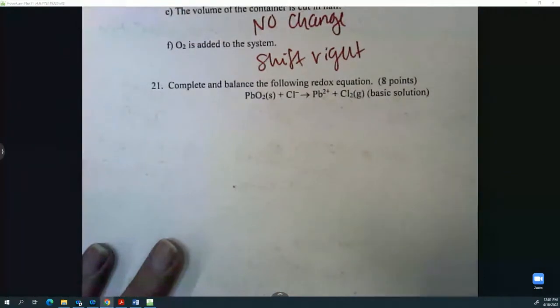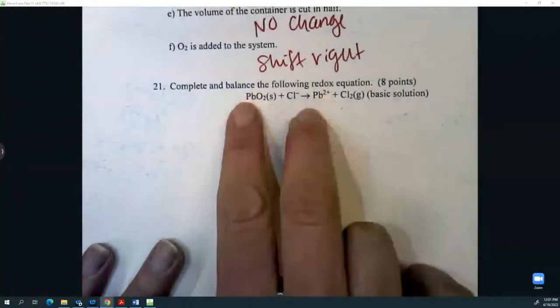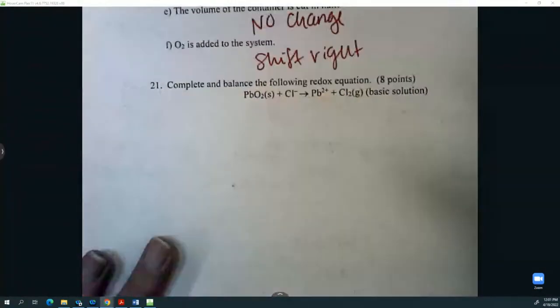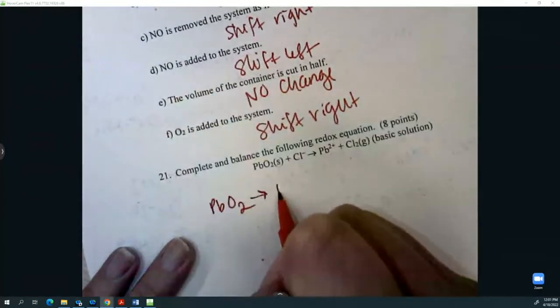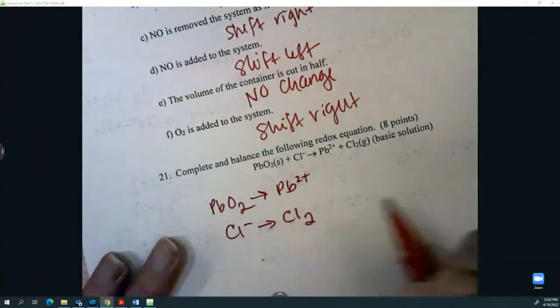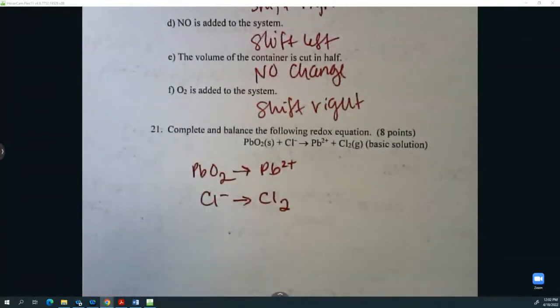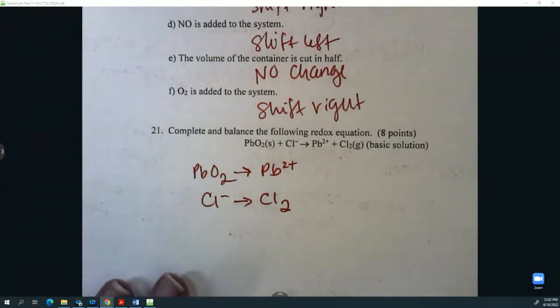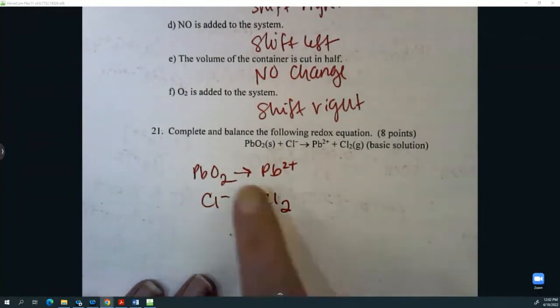So I don't care about oxygen or hydrogen. That can go wherever it needs to, but I need lead to be all in one reaction and chlorine to be all in one reaction. So just make sure everything's on the correct side of the arrow. Balance anything that's not oxygen or hydrogen.